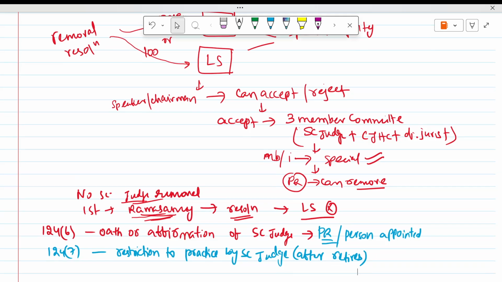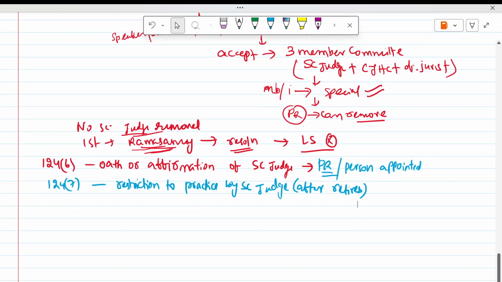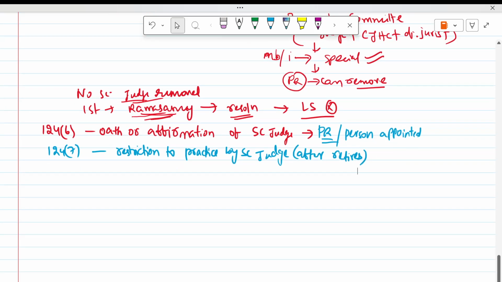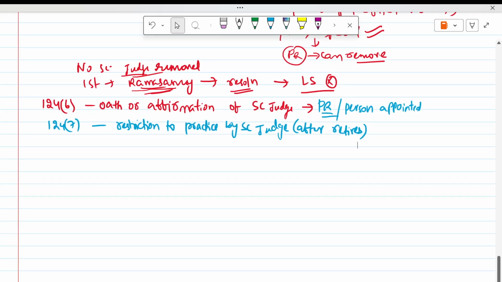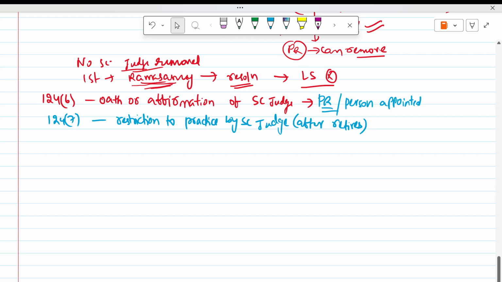Till now, no Supreme Court judge has been removed. The first judge against whom removal proceedings were initiated was Justice Ramasamy. However, the Lok Sabha could not pass it with a special majority, so it was dropped. Then 124(6): oath or affirmation of a Supreme Court judge is made by the President or a person appointed by the President. 124(7): after retirement, a Supreme Court judge cannot practice in any court or before any authority within the territory of India. That is 124.